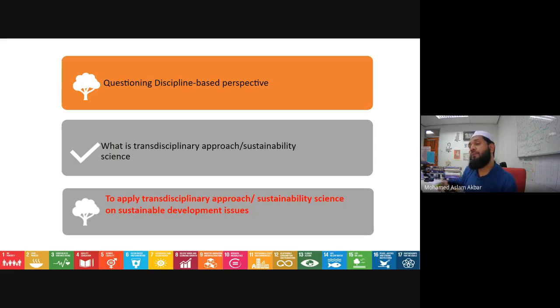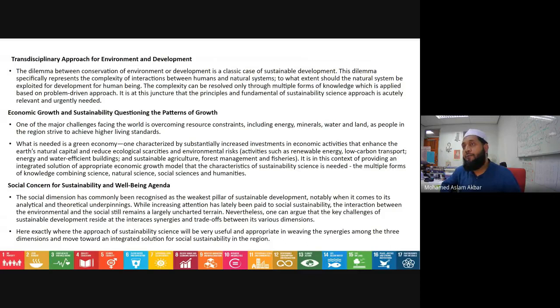Okay, the last part that we are going to talk about today is how to apply the transdisciplinary approach or sustainability science on sustainable development issues. So all these are transdisciplinary approaches for environment and development, right? And then also the economic growth and sustainability, questioning the patterns of growth, also the social concern for sustainability and the well-being agenda. These are the three reasons why we need to apply this approach, the transdisciplinary approach.